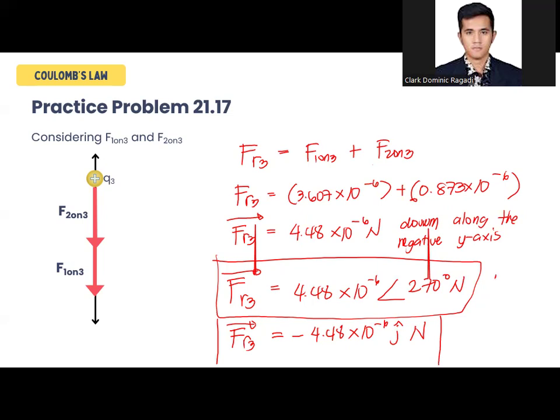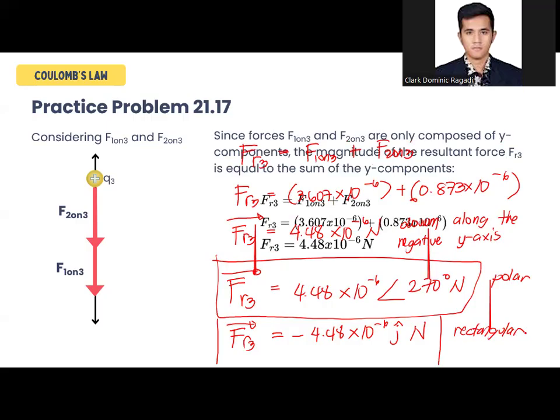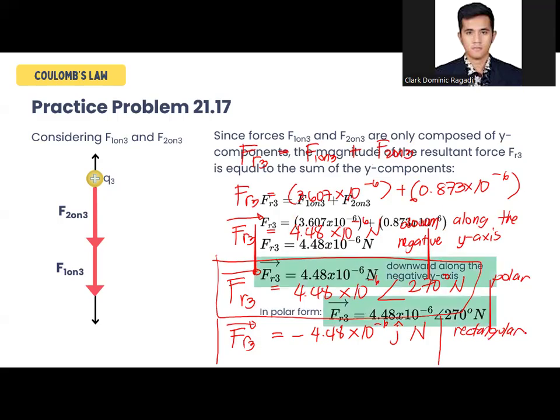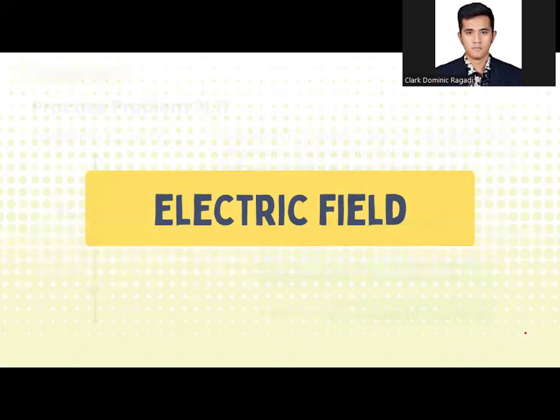Again, this is the polar form, and this is the unit vector or the rectangular form. I hope that's clear. So that's the solution. So that's all for electric charges, or that's all for Coulomb's law. Let's proceed to electric field.